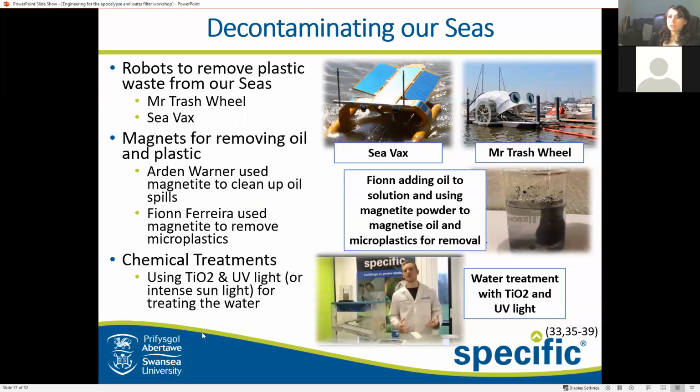So we'll start with how we can decontaminate our seas. So we have a variety of examples here. So I'll start with some of the robot bots which were designed to remove existing litter in our seas.